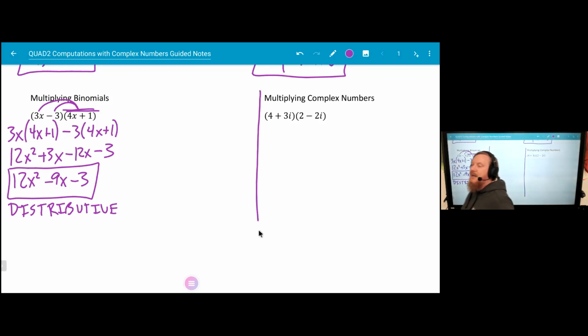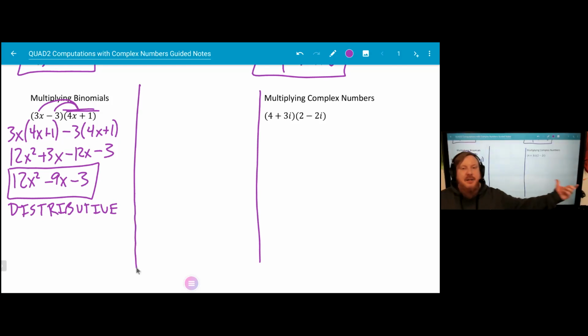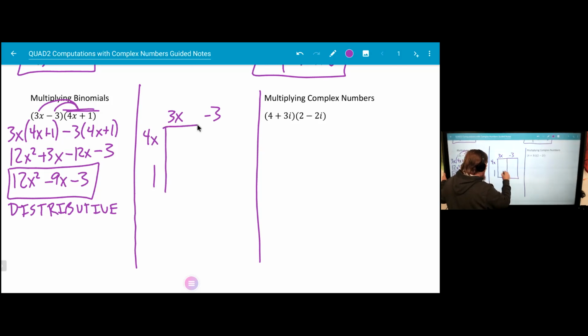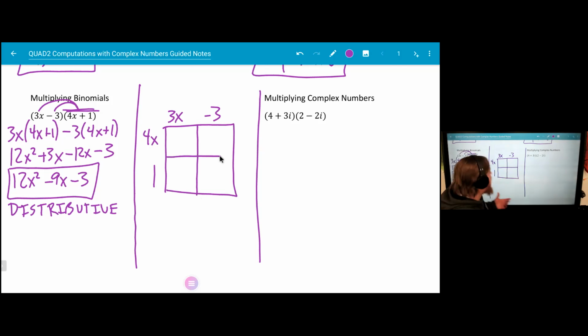I'm going to call this the box method. I'm going to take the terms I've got in the first binomial, 3x minus 3. So I'm going to split them up. So 3x and -3. Then I'm going to write the terms of my other binomial. I've got 4x and 1. And what I'm going to do is make a box. I need to multiply all these things in here. And what I'm going to put in each of these boxes is like 3x times 4x would be 12x squared, and that's what goes here.